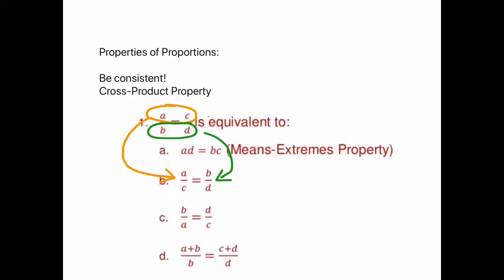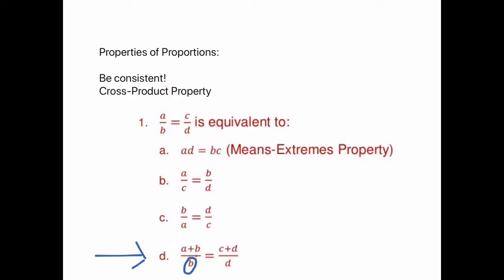Another property is to take the a and the c, the numerators, and turn them into their own fraction, a over c, and take the denominators b and d and turn them into a fraction as well, b over d. Again, you just have to remember to be consistent. So if you're going to start with the left-hand side on the top, you have to start with the left-hand side on the bottom. And then the last property down here, notice they take the denominator and move it up to the numerator in order to add the denominator, and they do that to both sides. So a plus the denominator b over b equals c plus the denominator d over d.